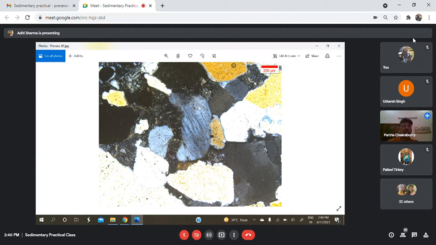It is also the same on the left side, upper left side. The feldspar is also decomposing and forming matrix, and some portion of the original feldspar still remains.